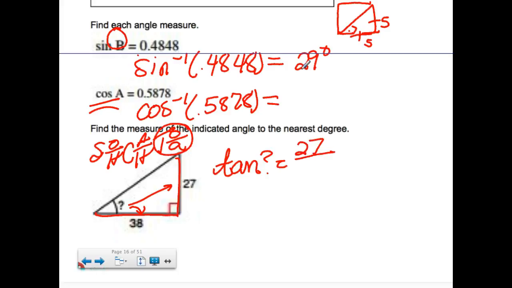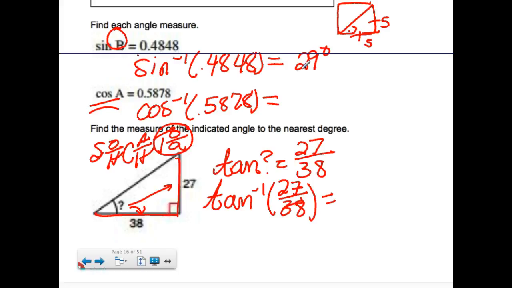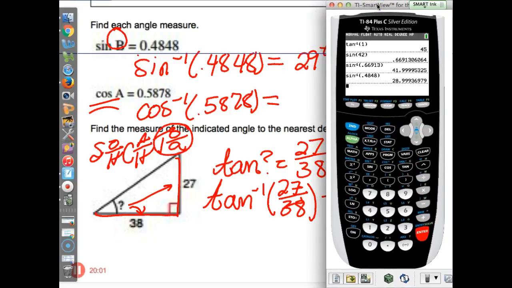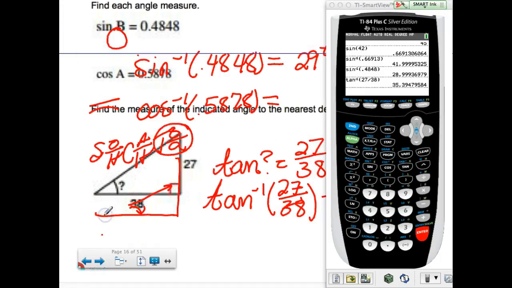opposite over adjacent. So I'm going to go to my calculator and ask it for the angle. So I have to do tan inverse opposite over adjacent to get the angle back, and it'll tell me. So let's go take a peek. Let's do second tangent. I'm telling my calculator I know the tangent is 27/38, and I want it to tell me the angle measure. And the answer is about 35.4 degrees. So this would be right here about 35.4 degrees. So kind of cool.